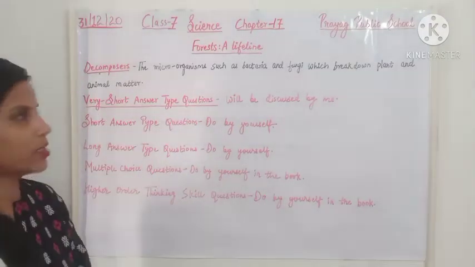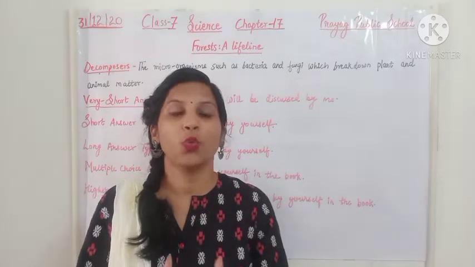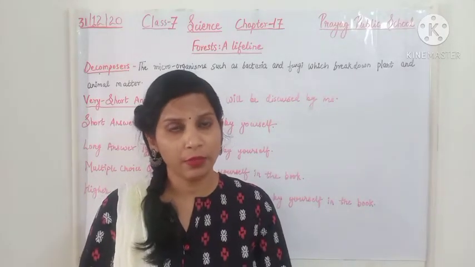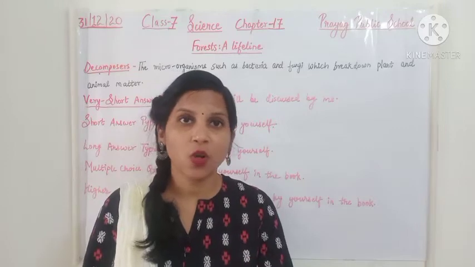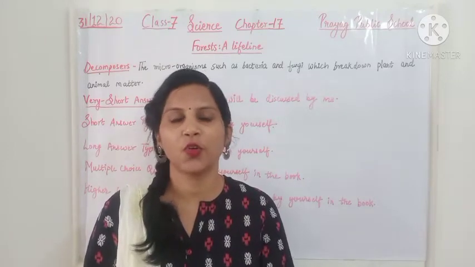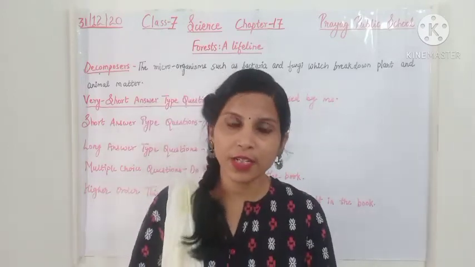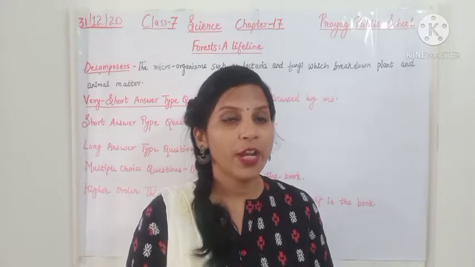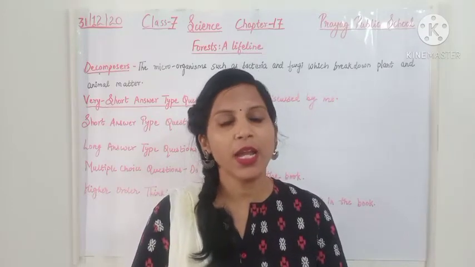Okay, the next key term is decomposers. What are decomposers? The microorganisms such as bacteria and fungi which act on dead plants and animals and turn them into a black fertile substance called humus, which is very good for the growth of the plants. Okay, so children, these are some key terms that I have discussed with you. You can find out some more key terms from the chapter and write in your copy and learn them.